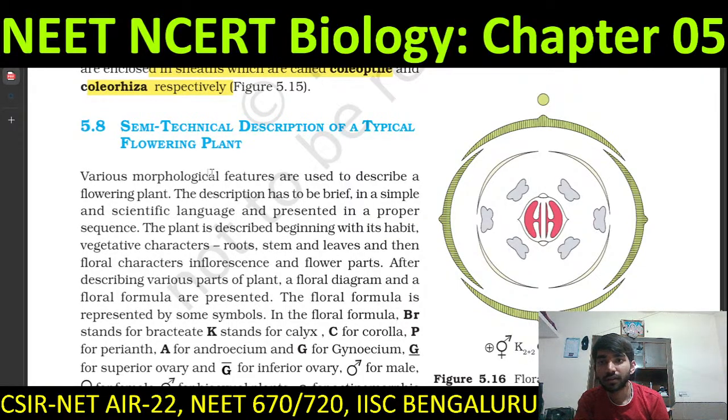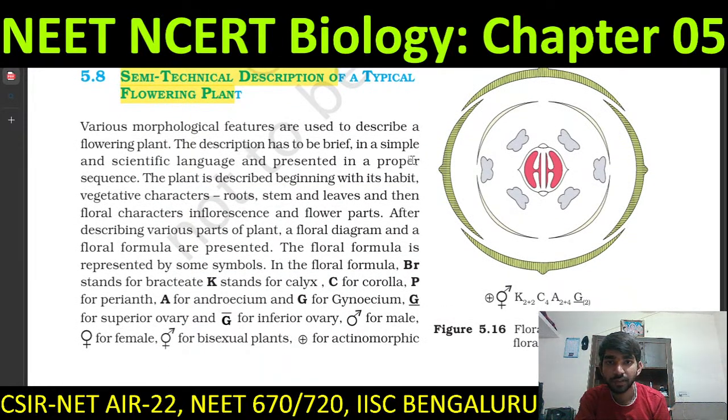Now coming to some last parts. So semi-technical description of a typical flowering plant. Various morphological features are used to describe flowering plant. Description has to be brief, simple, scientific, present in proper sequence. Plant is described with its habit, vegetative characters, and then floral character, inflorescence, and flower parts. After describing various parts of the plant, a floral diagram and a floral formula are presented.